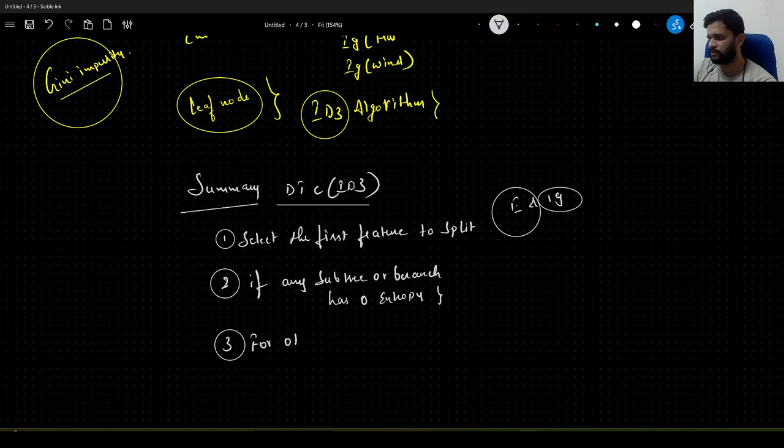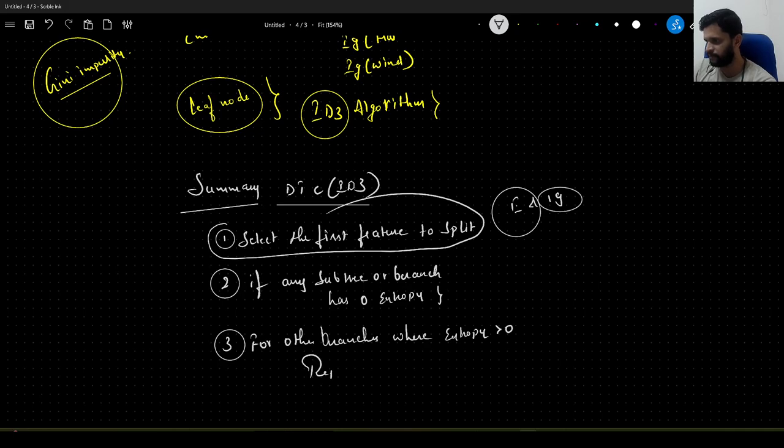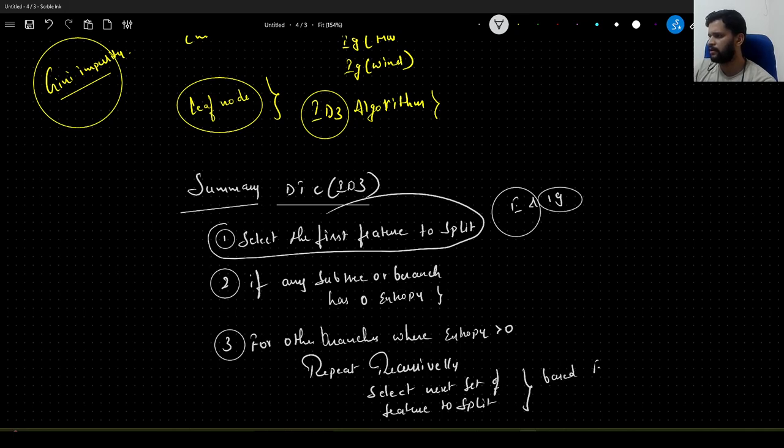For other branches where entropy is greater than 0, again do the step, or you can write repeat recursively. What do we have to repeat? Select the next feature to split. And again, how do you select it? Again, based on the same thing, entropy and information gain. Okay, so this repeats until we reach the leaf node. There are certain parameters which we need to specify while we are training a decision tree classifier model. I will cover that in another video where I will be explaining the scikit-learn decision tree algorithm.